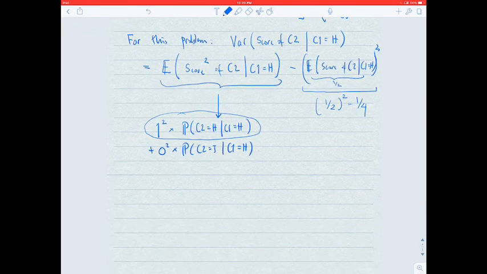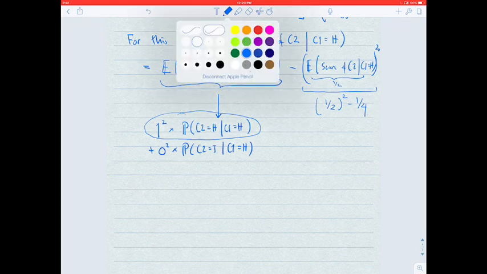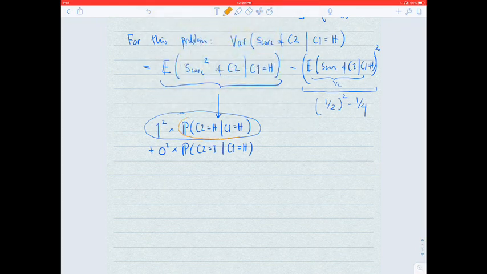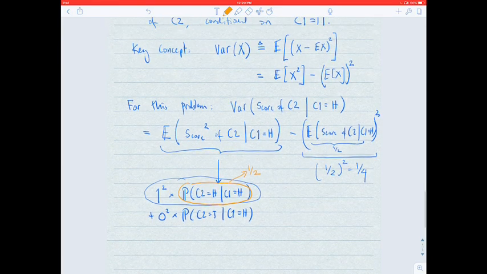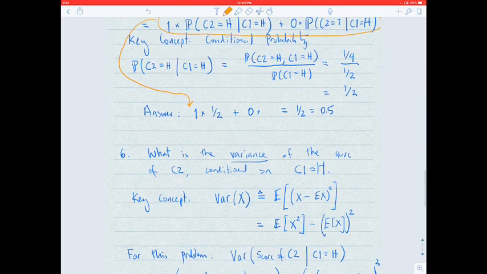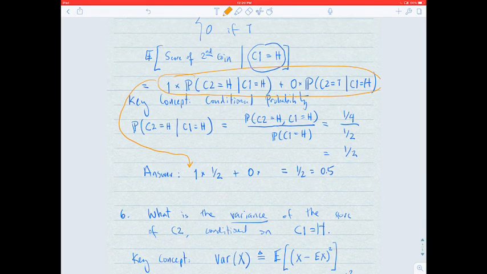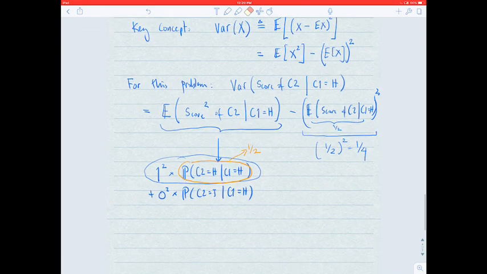So putting it all together, this value here, recall we just computed above, is equal to 1/2. I'm going to scroll up so we can remember where it is that we computed that. It's right here. Probability of C2 equals heads, conditioned on C1 equals heads is equal to 1/2. I'm going to erase these lines so they don't make a mess when you look at the record. Okay, so scrolling back down, I can now fill this out.